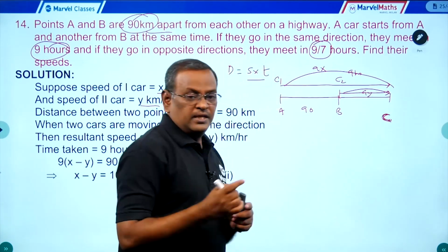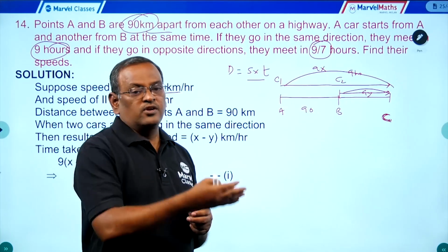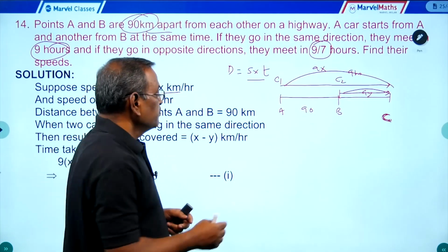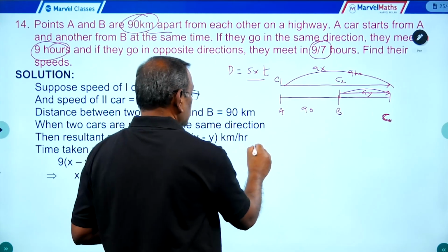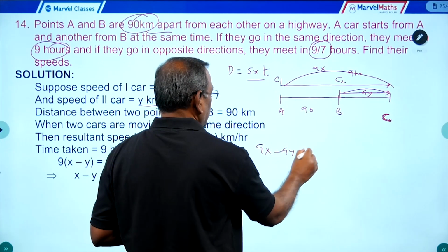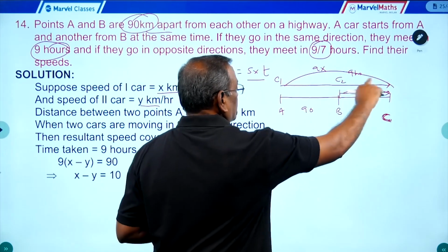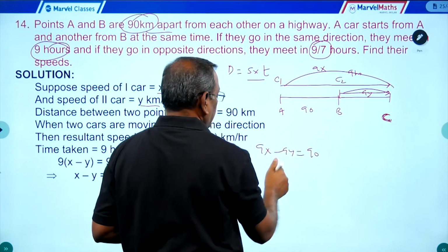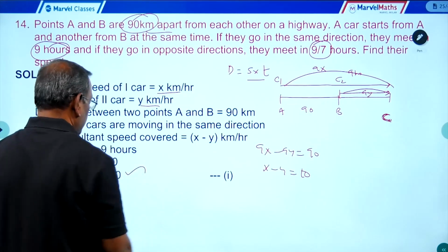And the difference between these two: car 1 traveled 90 kilometers more than car 2, because it traveled this extra distance. So 9x minus 9y equal to 90 kilometers. The difference between the total distances is 90, or x minus y equal to 10. So this is the first linear equation.